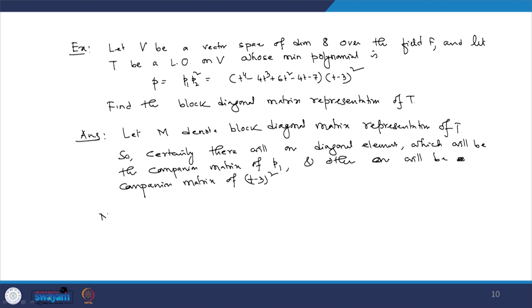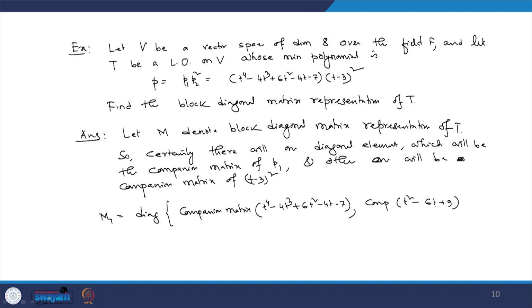I can say M_T is equal to the diagonal of the companion matrix of t to the power 4 minus 4t cube plus 6t square minus 4t minus 7, then the companion matrix of t minus 3 whole square, that is equal to t square minus 6t plus 9, and again the companion matrix of the same t square minus 6t plus 9, because 2 plus 2 is 4, plus 4 equal to 8, since T is defined over this space.